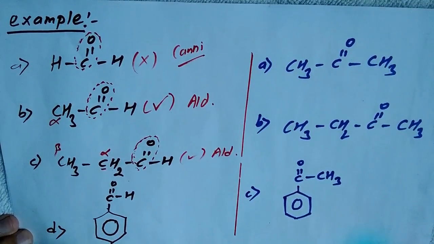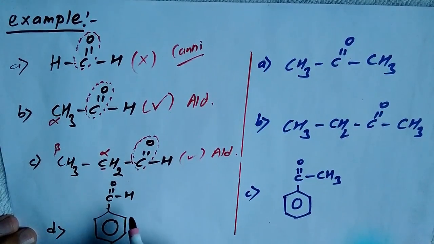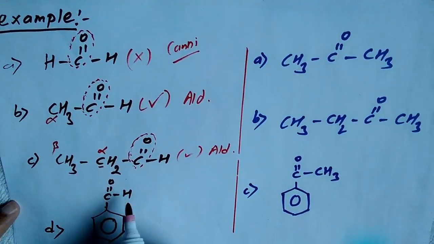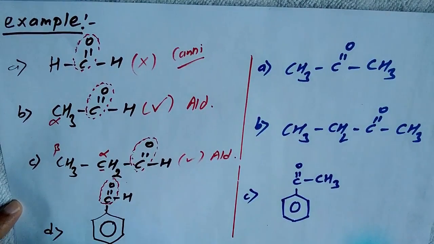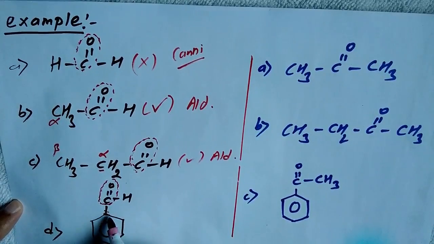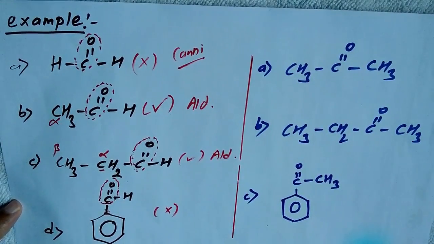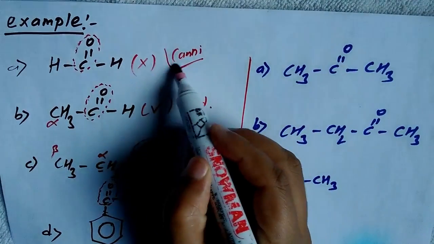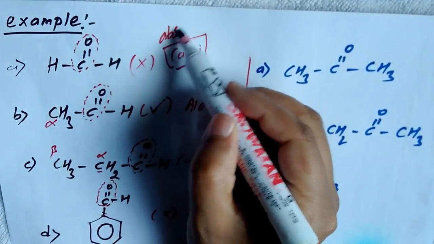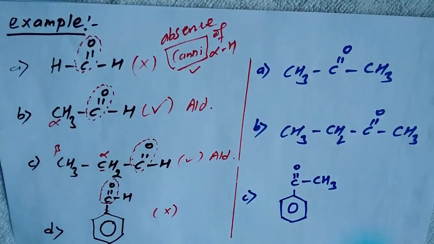And this is benzaldehyde. In benzaldehyde there is no alpha hydrogen. Here C=O is the functional group, and the carbon attached to it has no hydrogen, so it does not give aldol condensation. If there is an absence of alpha hydrogen in an aldehyde, then it gives the Cannizzaro reaction.